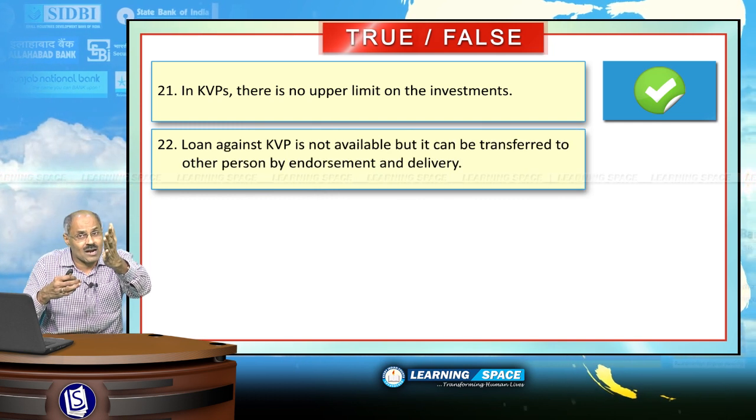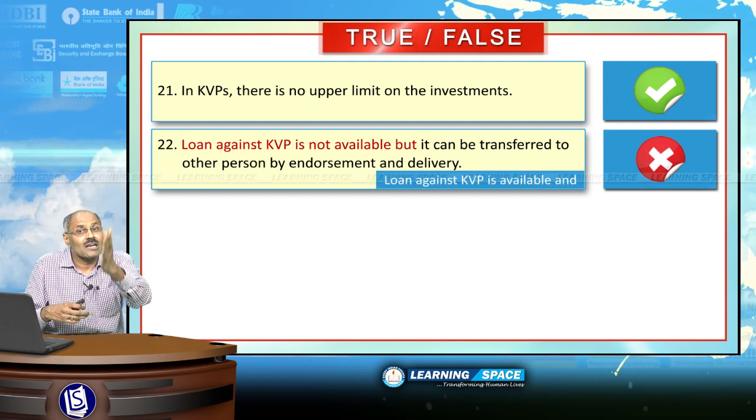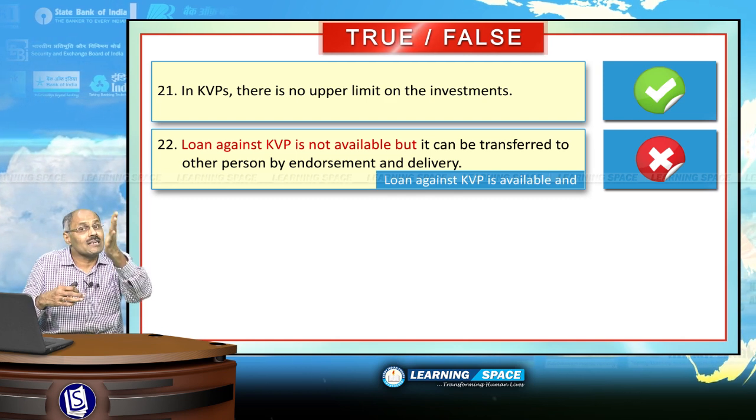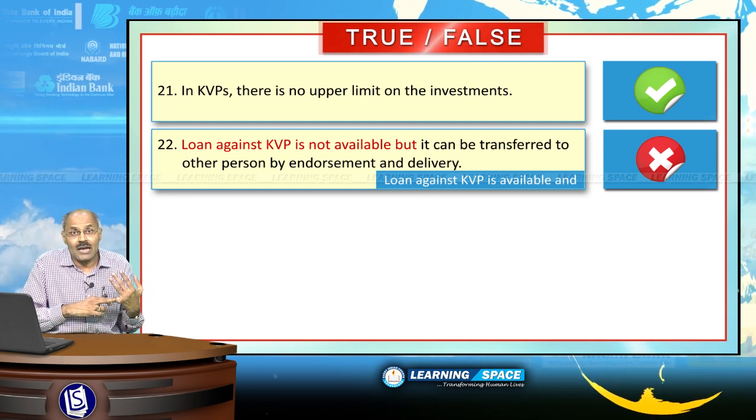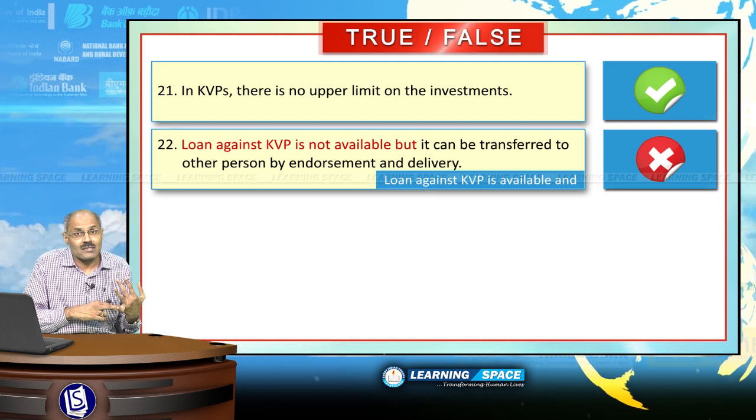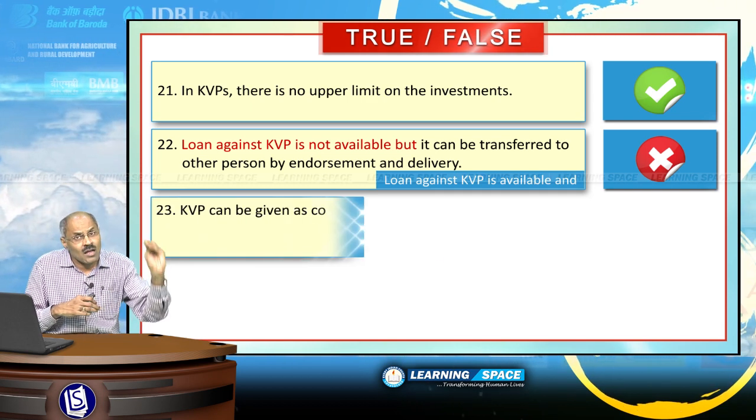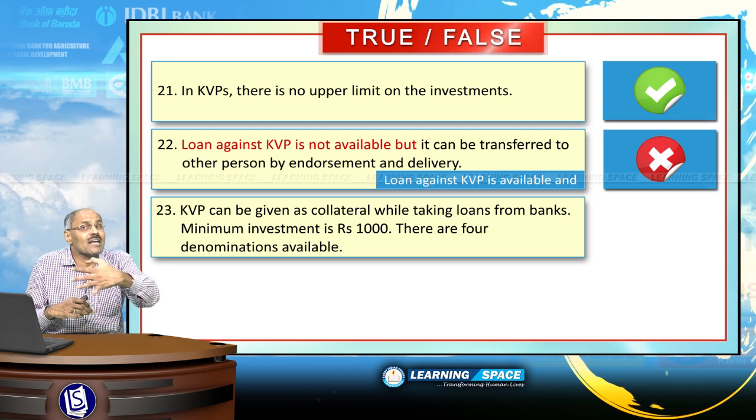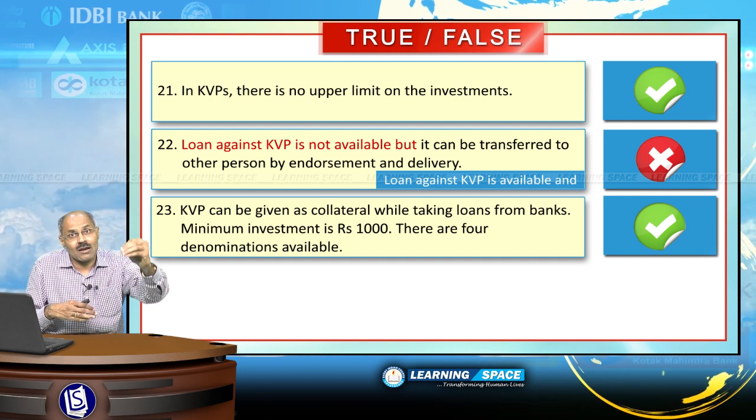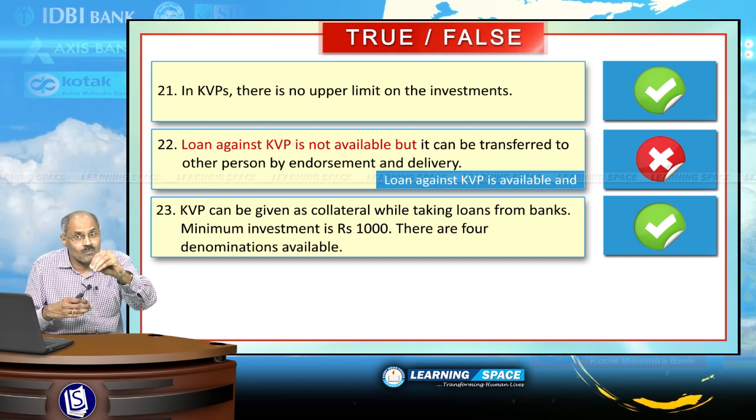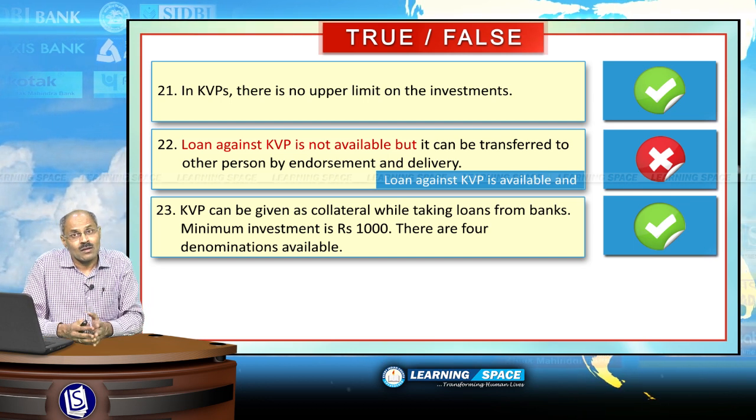Loan against Kisan Vikas Patra is not available. But this is wrong. Loan against Kisan Vikas Patra is available. Please correct the sentence. And it can be transferred to another person by endorsement and delivery. So Kisan Vikas Patra can be transferred to another person. And second thing is, loan against Kisan Vikas Patra is also available. Kisan Vikas Patra can be given as collateral while taking loans from banks. Absolutely right. And minimum investment is rupees 1000. There are 4 denominations available. I have already told you: 1000, 5000, 10,000, 50,000. So the given sentence is absolutely correct. Look into the next one.